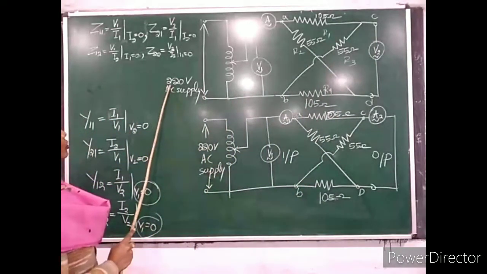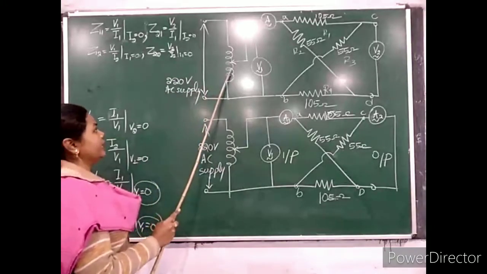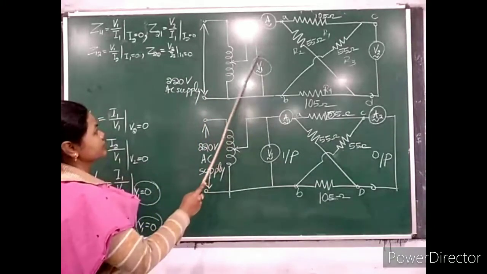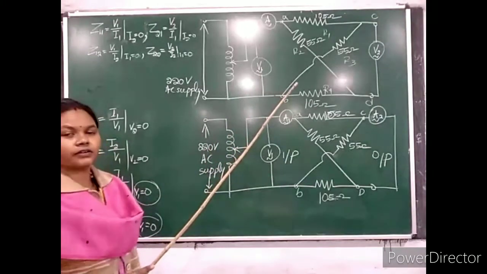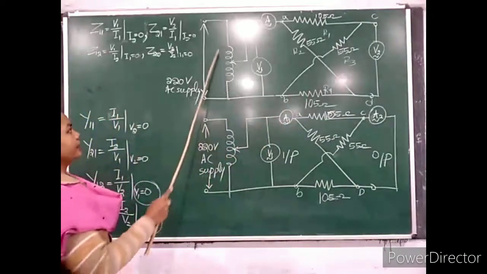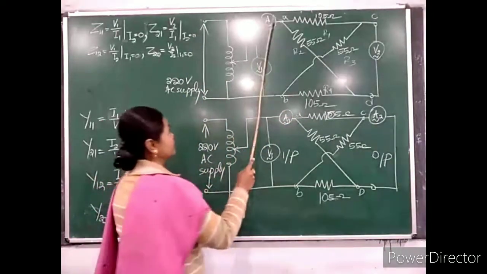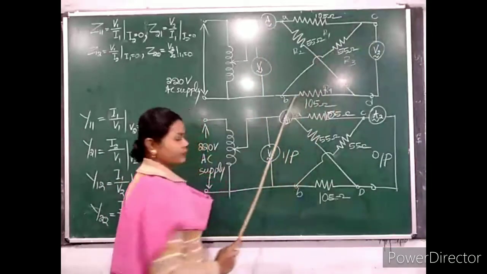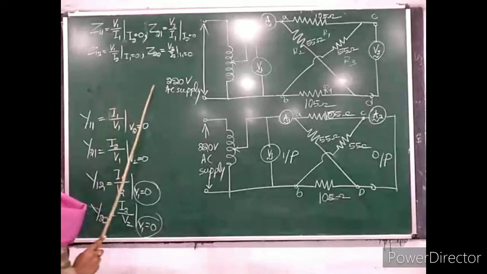You give 220 volt AC supply first, and you adjust the voltmeter at various readings like 50, 100, 150 up to 220 by varying this variac, and at each step you have to note I1 and V2, and calculate Z11 and Z21.